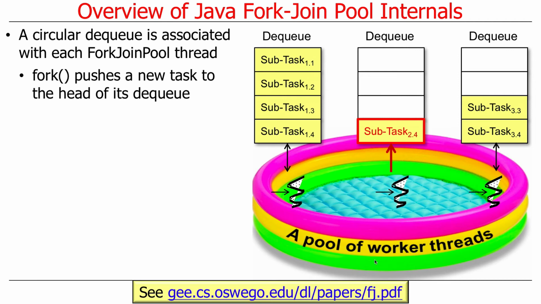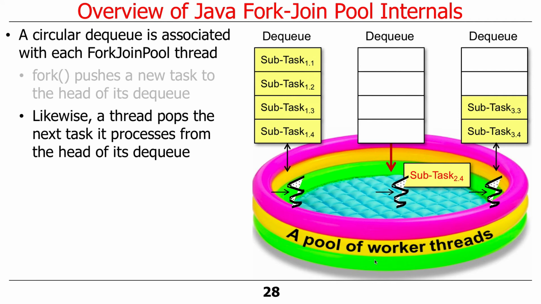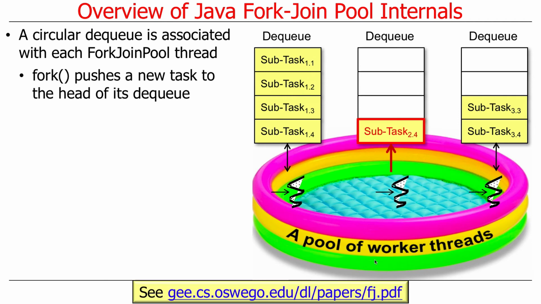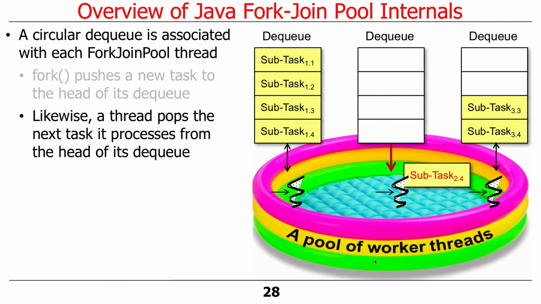Now, after it does fork, then at some point it's probably going to say compute. It's going to say do some work. And at that point, that same thread will then turn around and, under the hood, pop the next task from its deque and then go ahead and compute it. So the key thing to note here is that fork pushes at the head, and when you compute, if you don't have a task, the ForkJoinPool under the hood will pop the item from the head. So whatever you just put is the same thing you're going to get out. So it's a LIFO structure, last in, first out.